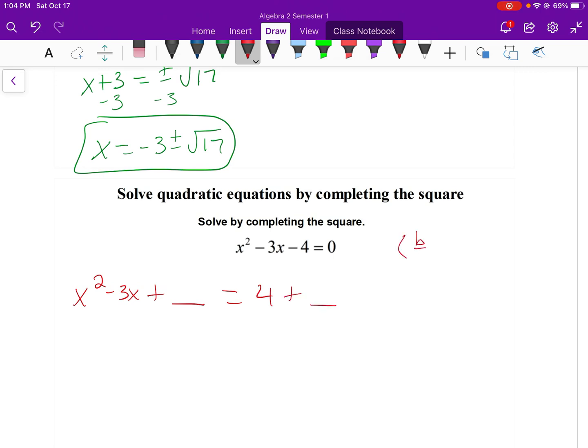And again, half of b squared, our b value in this case is negative 3, over 2 squared, which is going to give us 9/4. Okay, so we're adding 9/4 to both sides.